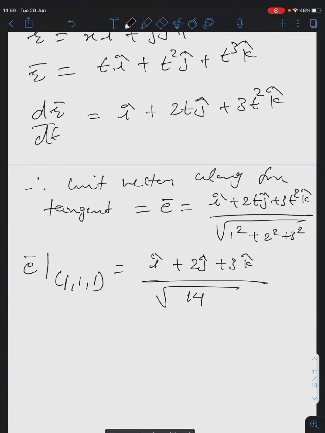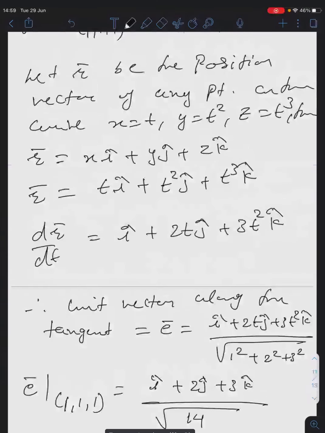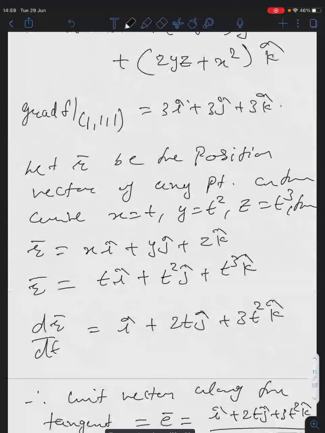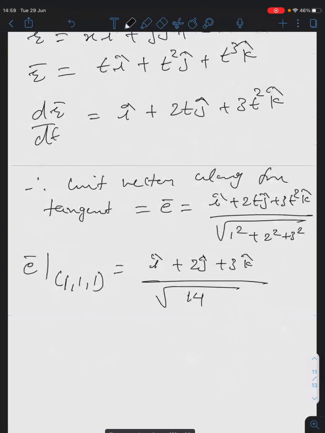Now understood, all of you? This dr by dt at 1, 1, 1: x is equal to t, y is equal to t square, z is equal to t cube, but when you substitute 1 for x, y, z, the value of t is 1 only. So this is your e bar.